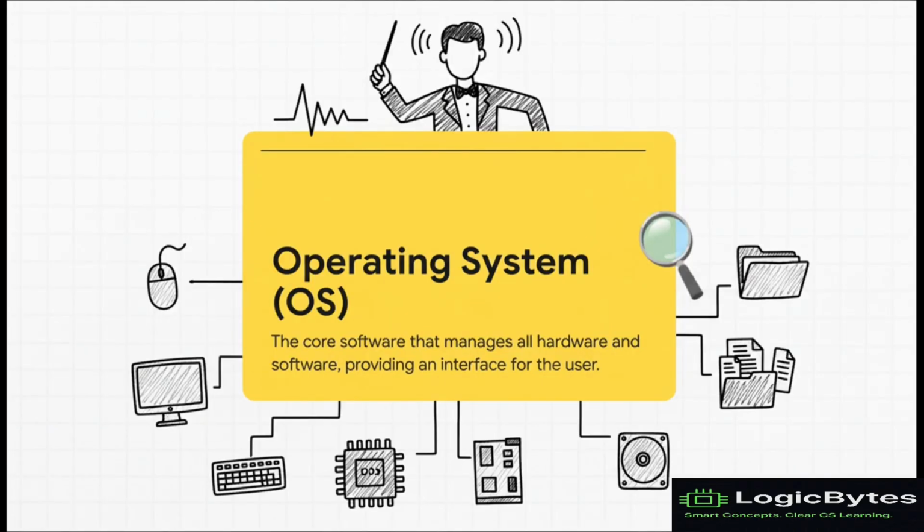The operating system, like Windows or Mac OS or Android, is the master controller. It's the boss. When you turn your computer on, the OS is the very first thing that wakes up. And its job is to manage everything. The CPU's time, the memory, all the input and output devices, all your files. It's the conductor of the entire orchestra.